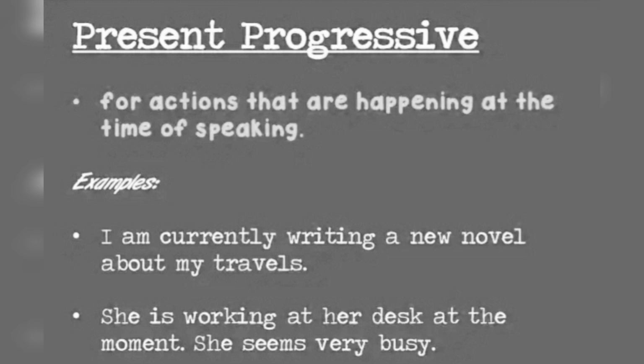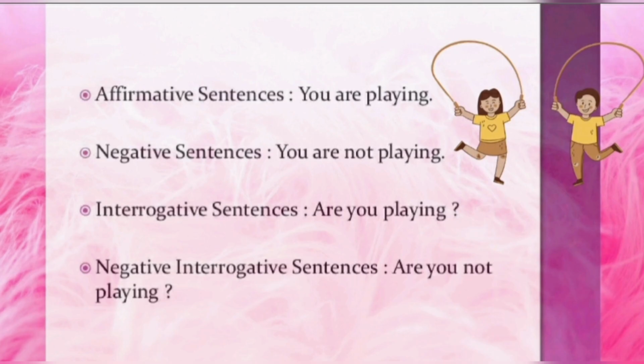I am currently writing a new novel about my travels. Second example, she is working at her desk at the moment. She seems very busy. Now let us see the usage of present continuous tense in different kinds of sentences.